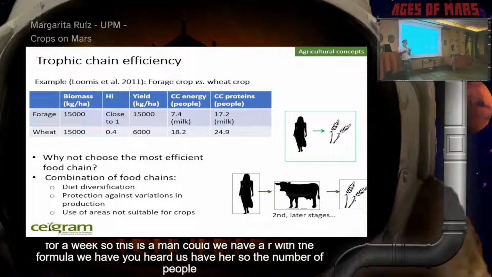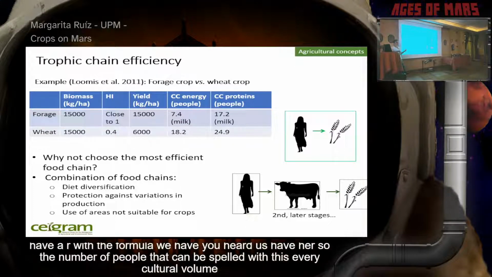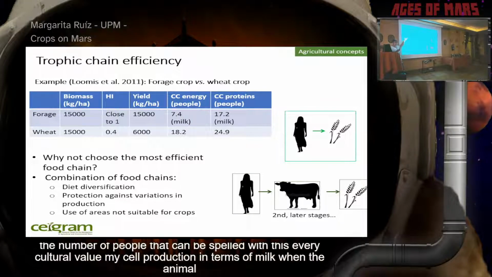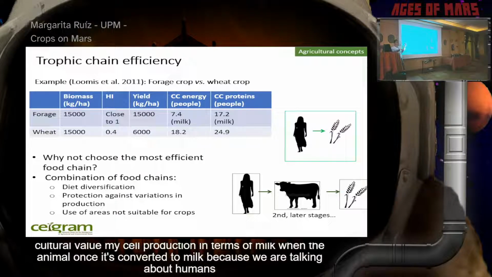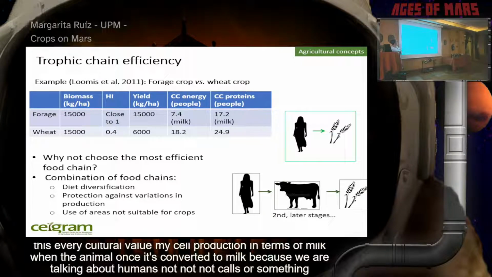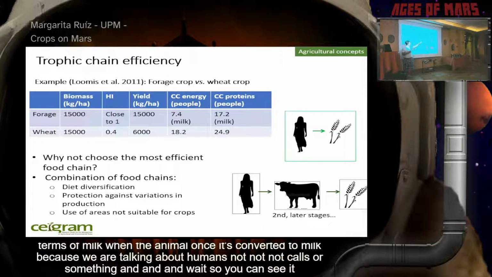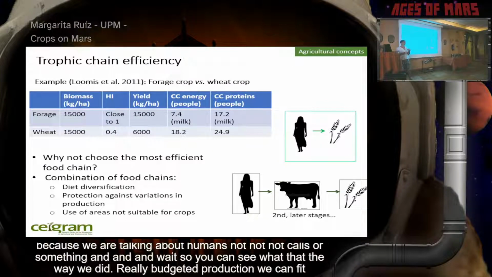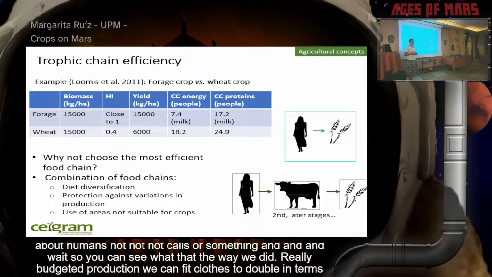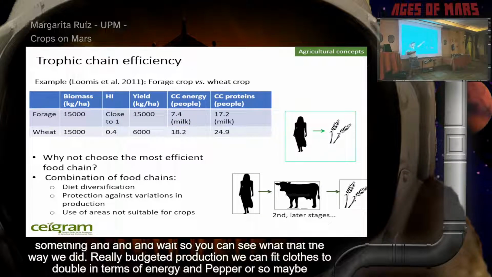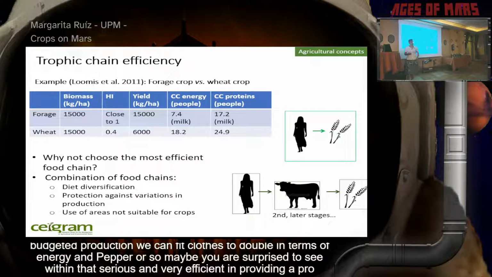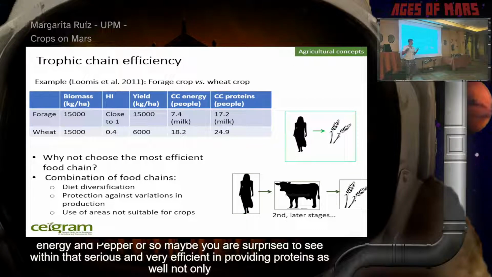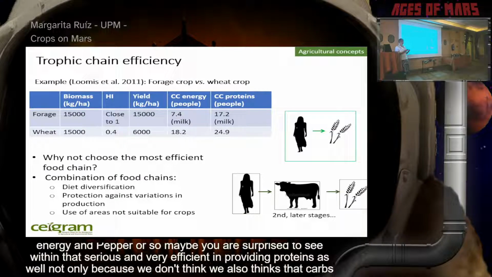So this is the agricultural yield we have, and here are, with the formula you just saw, the number of people that can be fed with this agricultural biomass or production, in terms of milk, once the animal feed is converted to milk, because we are talking about humans, not cows, and wheat. So you can see that when we eat vegetal production directly, we can feed close to double in terms of energy, and maybe you are surprised to see that cereals are also very efficient in providing proteins, because we don't think of wheat as a protein provider.